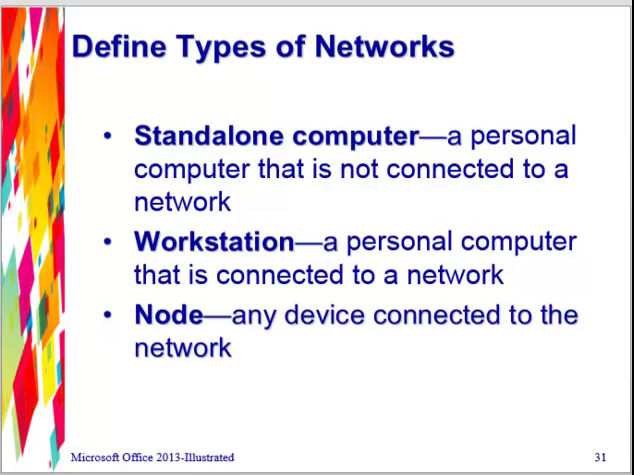So you've got types of networks. Could be a standalone computer network to itself and to its peripherals. You've got a workstation computer that could be connected to a business network. And a node is defined as any device connected to the network.